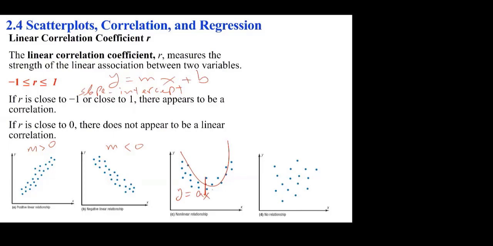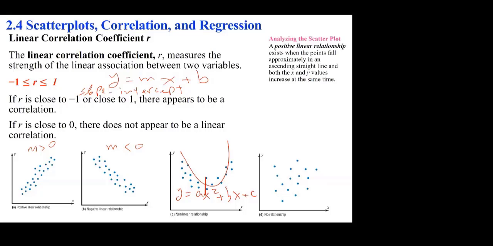Y equals ax squared plus bx plus c. You don't have to worry about it, but just to refresh your memory. And the last one, there seems to be nothing there. All right, analyzing the scatter plot. Could somebody read that one for us, please?